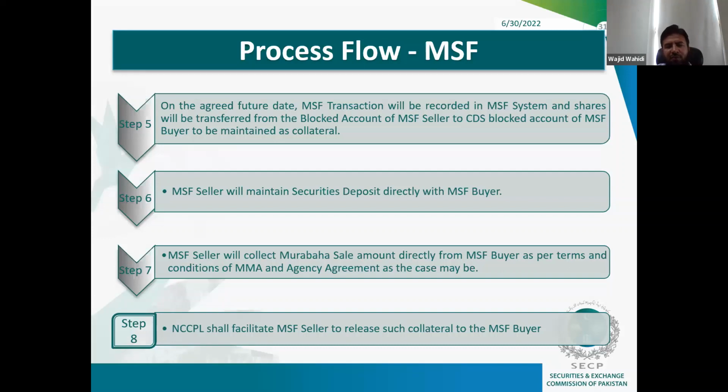Second scenario is if an investor wants to retain those shares, it will pay the amount to the financier and the financier will release the shares to the buyer and the buyer will retain those shares. And the third one is in case of default, the investor does not pay the required amount of Murabaha, such shares will be offloaded by the financier in the market. So these three mechanisms have already been discussed in margin financing. NCCPL shall facilitate in terms of blocking and release of such collateral to the MSF buyer.